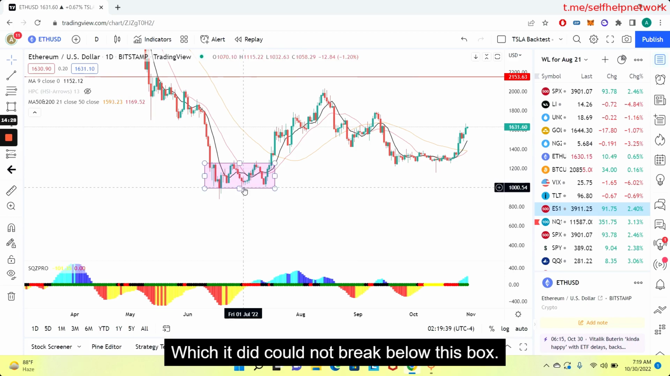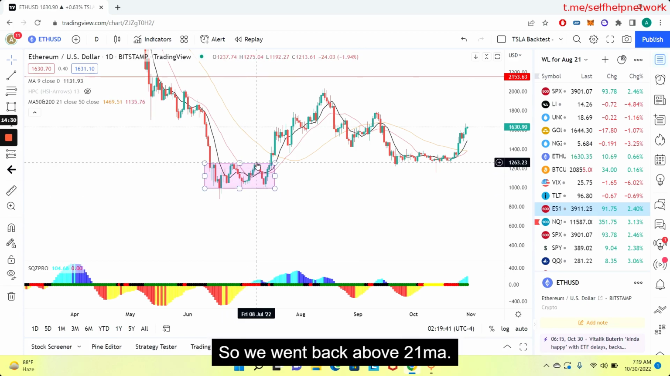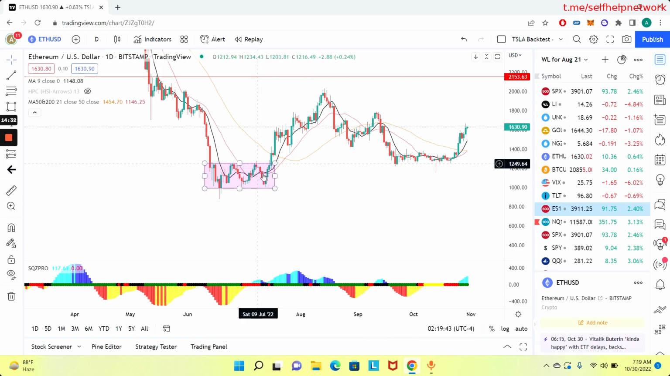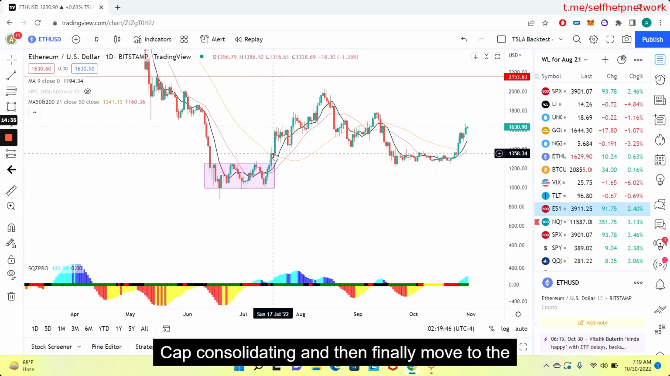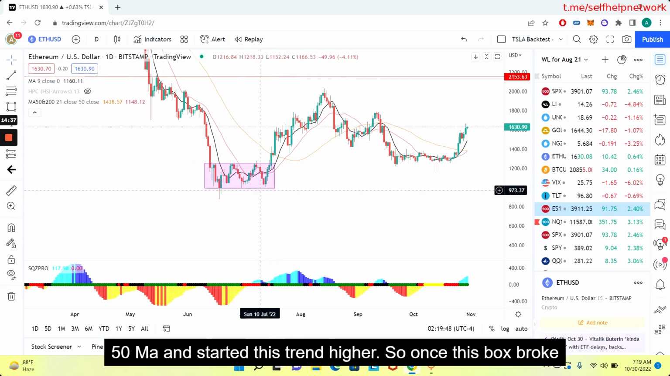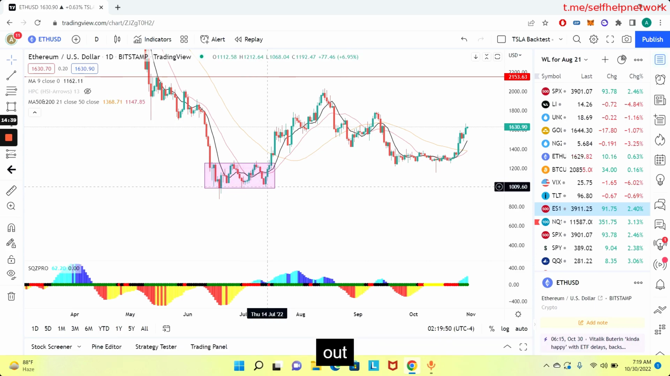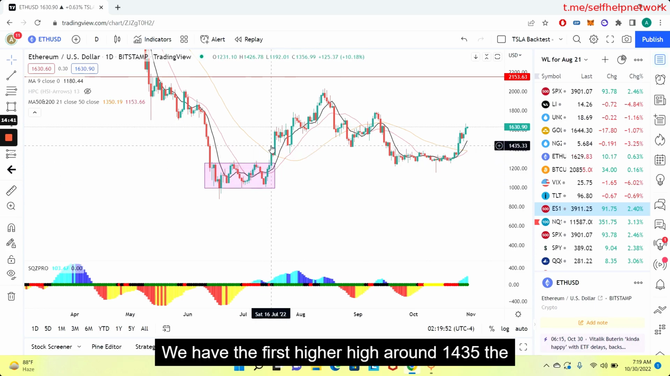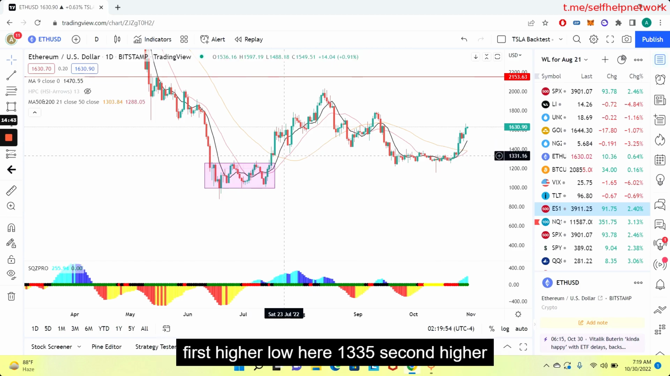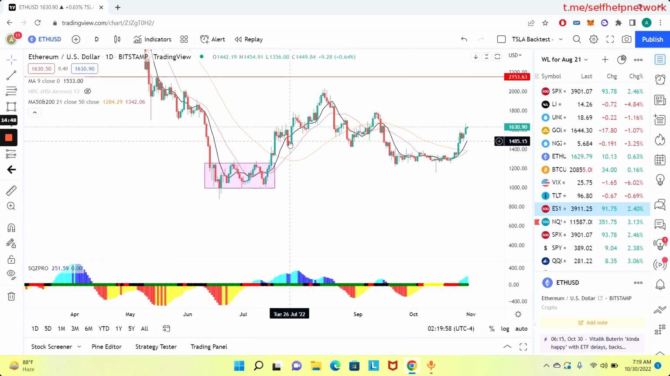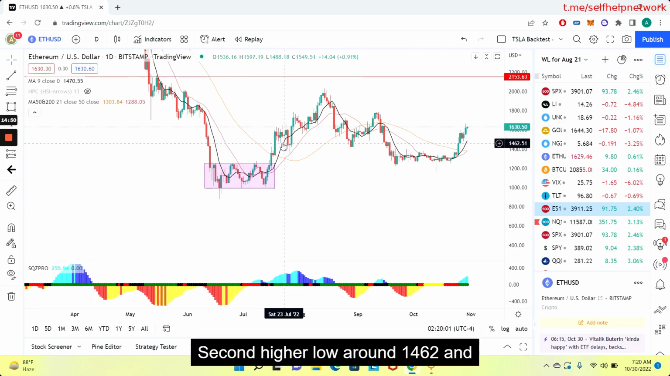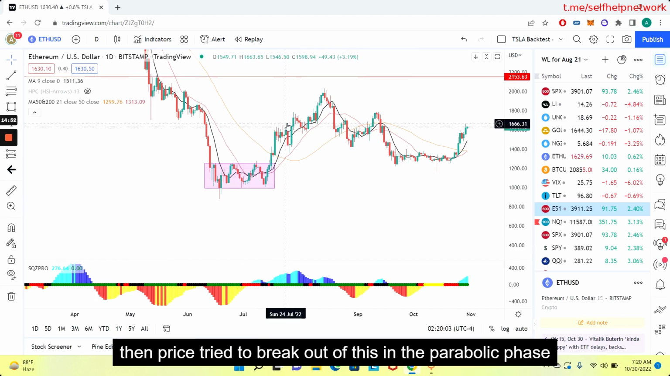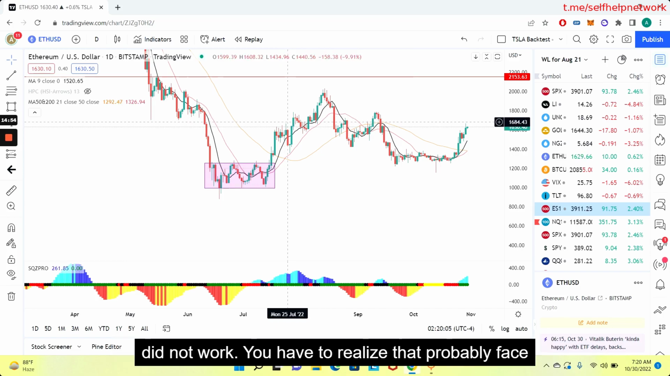Could not break below this box. So we went back above 21 MA. Kept consolidating and then finally moved to the 50 MA and started this trend higher. So once this box broke out, we have the first higher high around 1435, the first higher low here, 1335, second higher high around 1640, second higher low around 1462, and then price tried to break out of this in the parabolic phase, did not work.